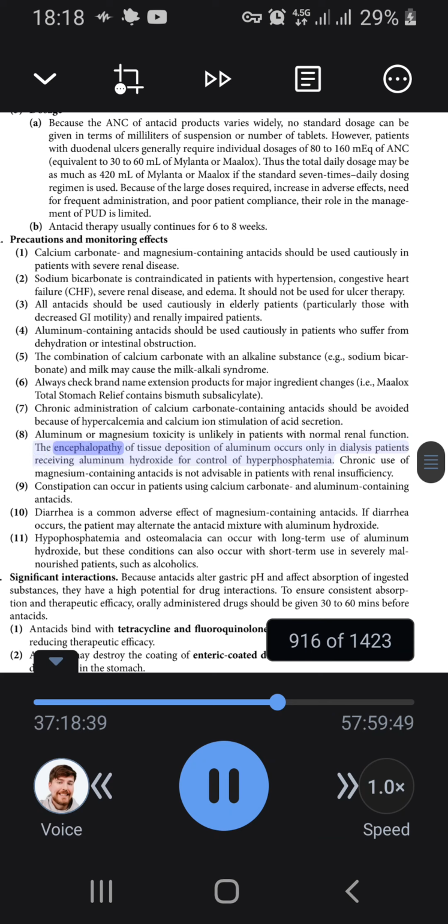The encephalopathy of tissue deposition of aluminum occurs only in dialysis patients receiving aluminum hydroxide for control of hyperphosphatemia. Chronic use of magnesium-containing antacids is not advisable in patients with renal insufficiency. 9. Constipation can occur in patients using calcium carbonate and aluminum-containing antacids. 10. Diarrhea is a common adverse effect of magnesium-containing antacids. If diarrhea occurs, the patient may alternate the antacid mixture with aluminum hydroxide.